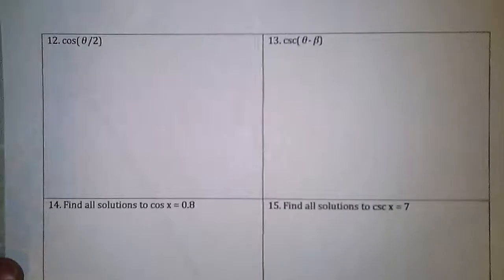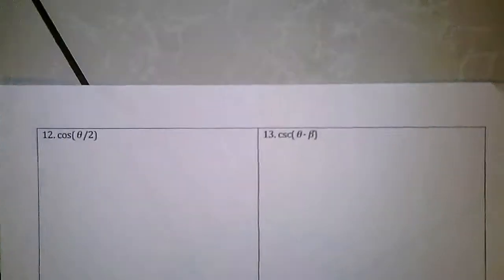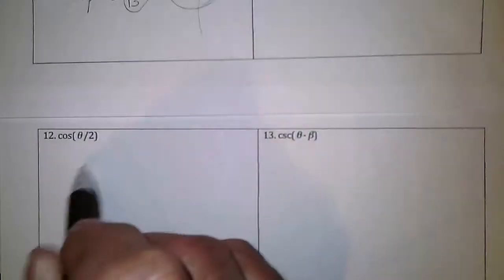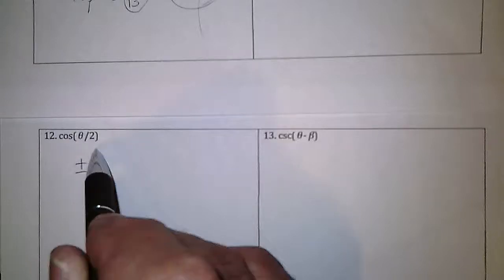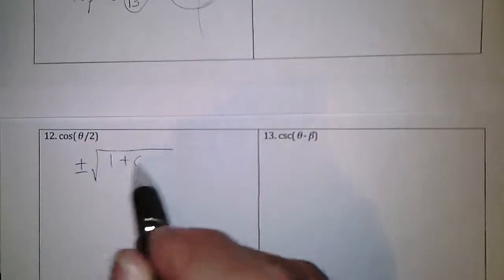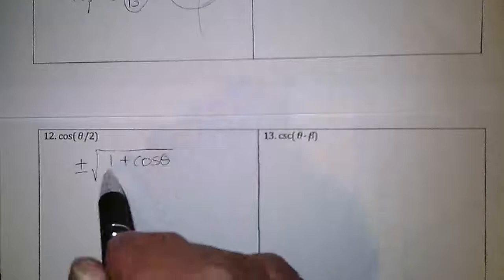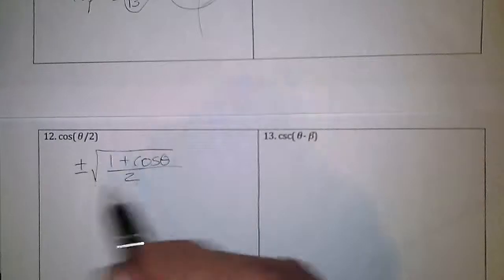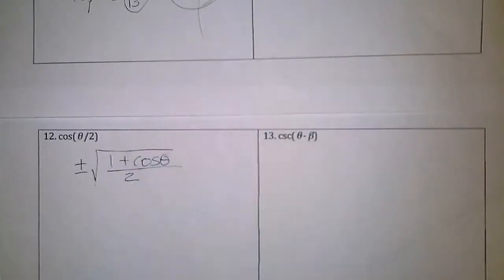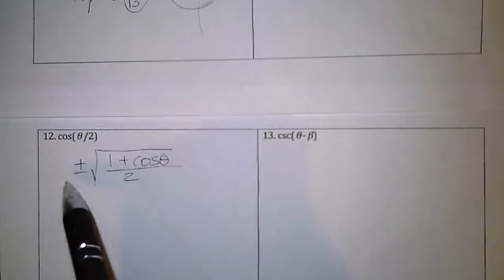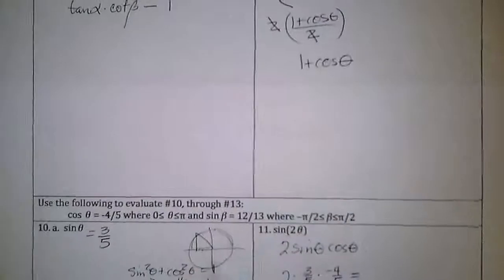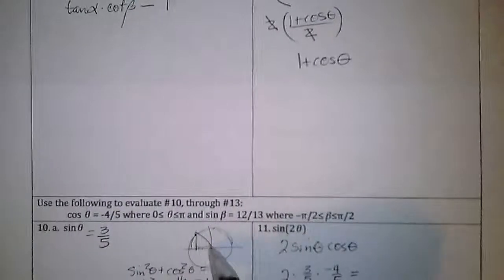Now we're supposed to do cosine of theta over 2. The formula for that is plus or minus the square root of 1 plus cosine of just theta, over 2. And the square root covers the 2 also. Now, which do we use, plus or minus? Well, theta was in the second quadrant.